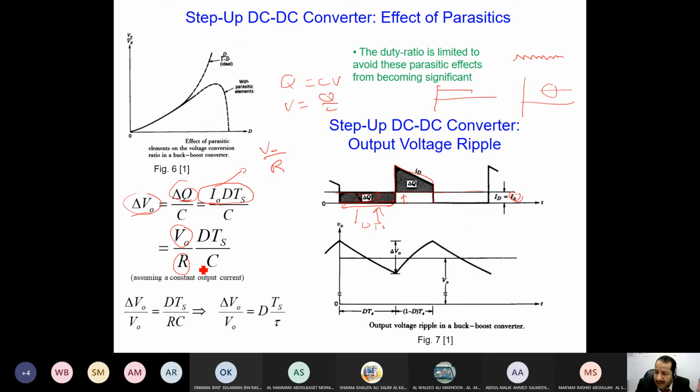And usually in RC circuits, we multiply R and C together and we call it tau, the time constant of the circuit. While in an inductance circuit, tau will be L over R, as we learned in level 1 and 2. Now the relationship becomes very simple, which gives me DTs over tau. I control tau by controlling the capacitor. I control the ripple.